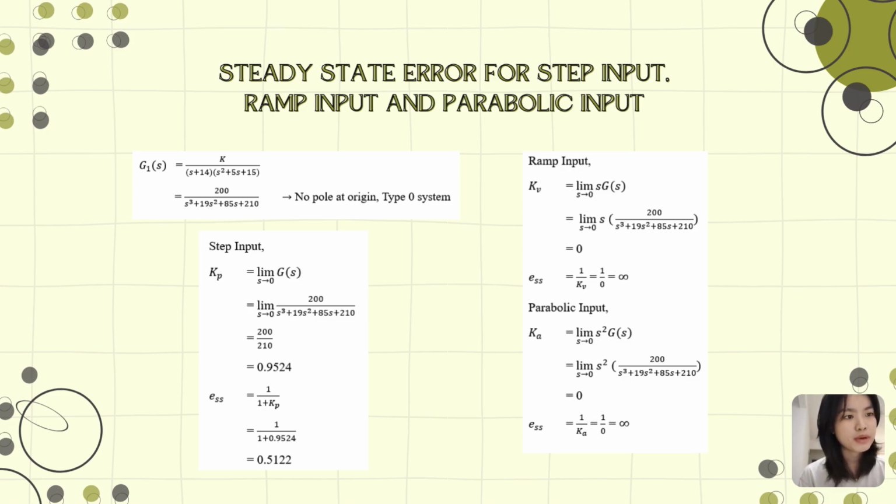Next one is the parabolic input. The equation is the limit as s approaches 0 of s squared G(s). Put in the value and then we will get the final answer 0 as well. For the steady state error, we will get infinity too, since the steady state error for parabolic input is equal to 1 over Ka.